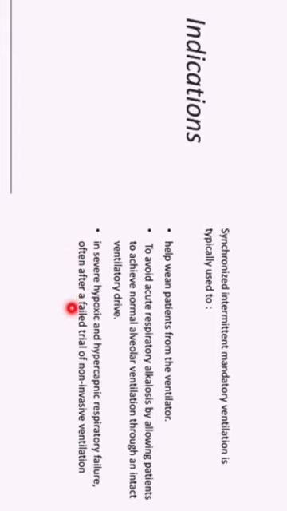Indication. Synchronized intermittent mandatory ventilation is typically used to help wean patients from the ventilator, to avoid respiratory alkalosis by allowing the patient to achieve normal alveolar ventilation through an intact ventilator drive. It is also used in severe hypoxic and hypercapnic respiratory failure, often after a failed trial of non-invasive ventilation.